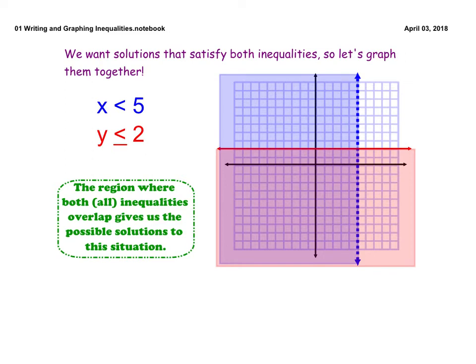So what we're going to be looking at in this particular unit is to take a look at multiple graphs and where they overlap, and we're trying to find this feasible region.